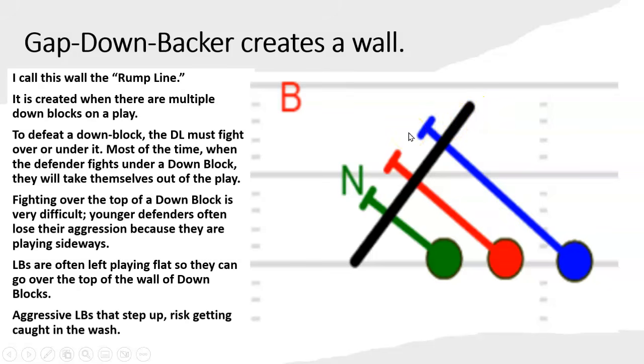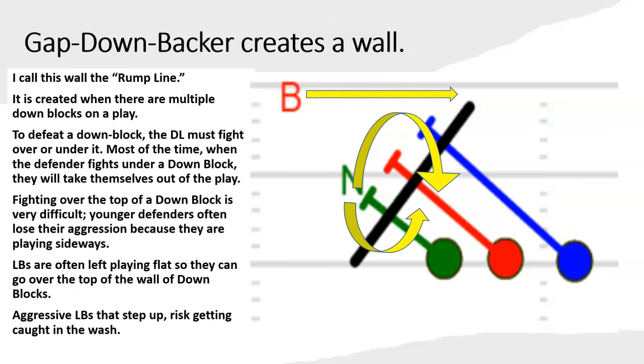Okay. Here's a picture of what I'm talking about. Aggressive linebackers step up, they risk getting caught in the wash. Here's the picture. This guy's coming under. They're going to lose the vast majority of the time. Now he's going over. That means he's not being as aggressive. We should be able to get some push on him, some sideways, horizontal movement.